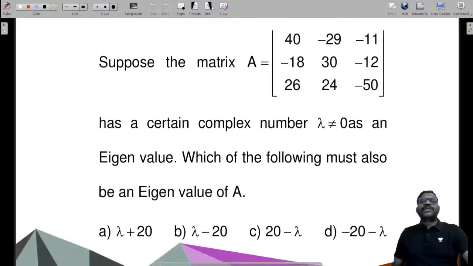One by n factorial. Next. Suppose the matrix has a certain complex number, lambda not equal to 0, as an eigenvalue. Which of the following must be an eigenvalue of A? We have properties. Sum of eigenvalues equals the trace. Product of eigenvalues equals the determinant.